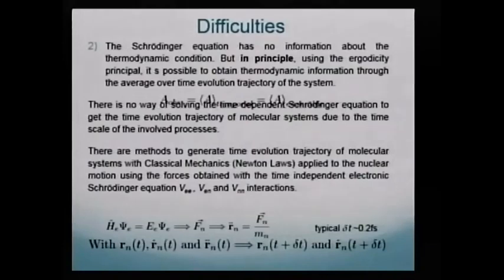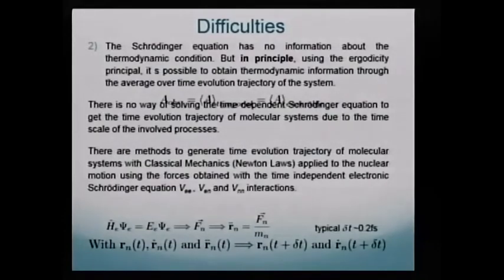But the problem is that when you look at the time-dependent Schrödinger equation, you are going to do the evolution of the wave function of the electrons and the nuclei, and they have completely different time scales. So it's not possible to solve the time-dependent Schrödinger equation to generate trajectories for the nuclei. In general, you see time evolution of the electronic state, but not of the nuclei.